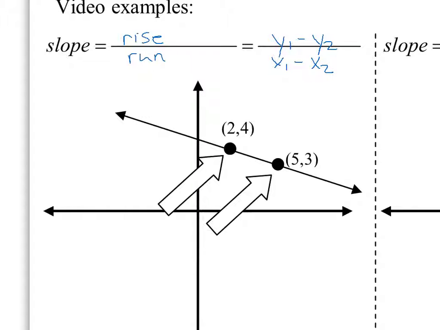What we're going to do is we're just going to label each point. I'm going to go ahead and call this point 1. And I'm going to call this one point 2. It doesn't matter which one you call point 1 and which one you call point 2. Either way, you're going to get the same answer.